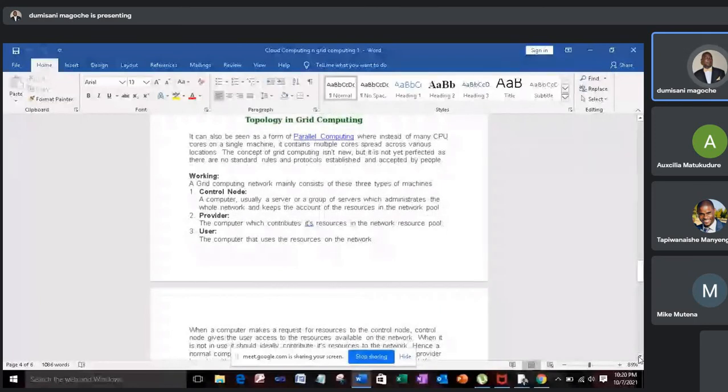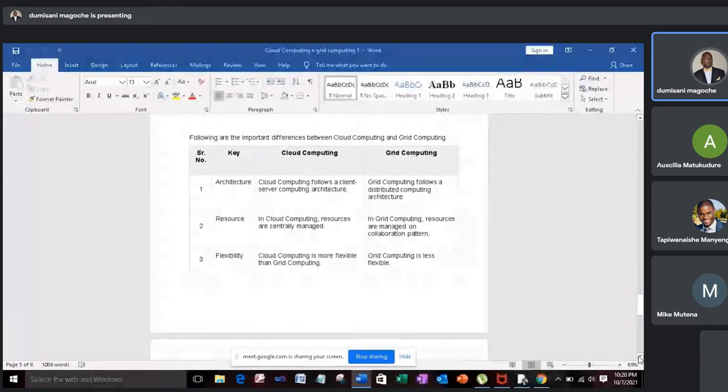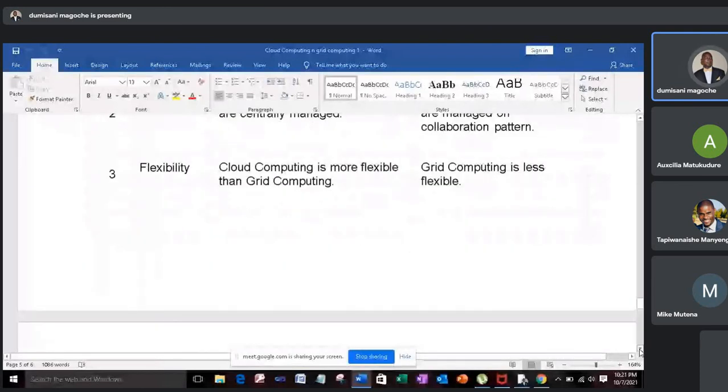Now we are going to what the main question was asking about, distinguishing between cloud computing and grid computing. In the architecture, cloud computing follows client-server computing, while grid computing follows distributed computing. Cloud computing is centrally managed, whilst in grid computing resources are managed in a collaborative pattern, and grid computing is less flexible.